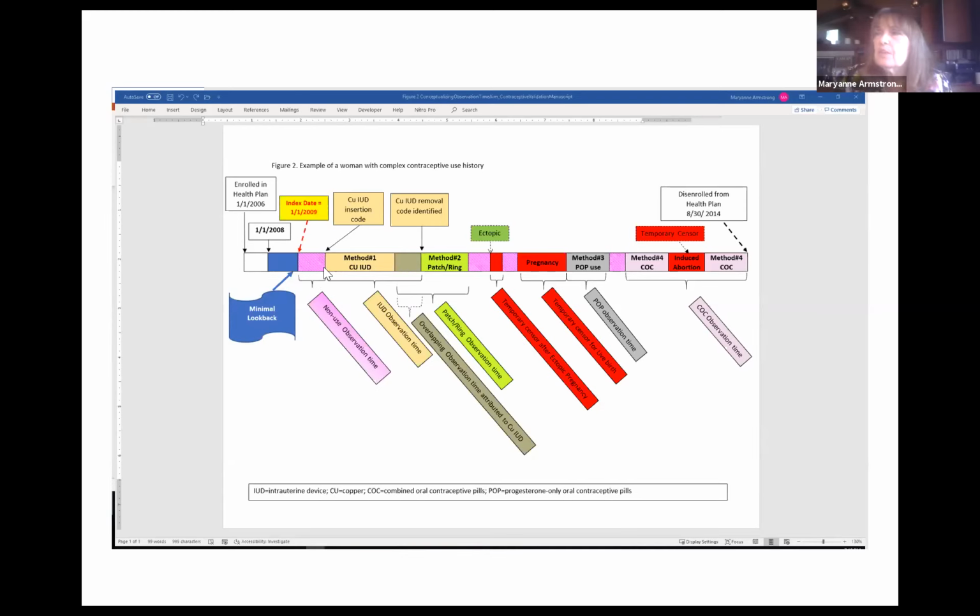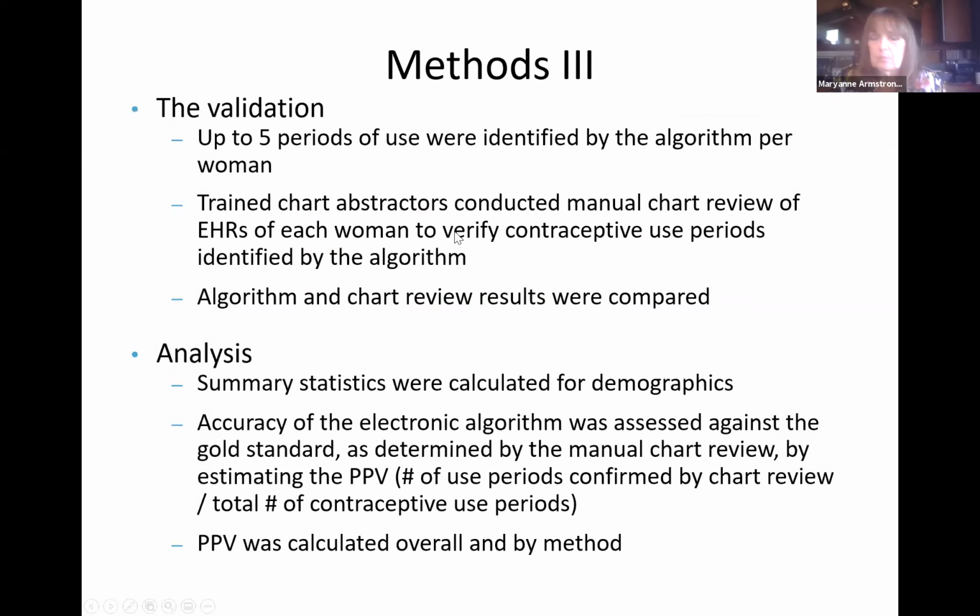Then she started using a copper IUD at this date, and that went on through here, as you can see by the bracket here. But her second method, patch or ring, started here and continued through there. So you can see we have an overlap period in this gray area here. And so we had to develop a hierarchy of methods to provide rules for which method to choose in that type of situation. So as this woman's history progressed, after the patch and ring, she again had a period of no use. Oops, sorry.